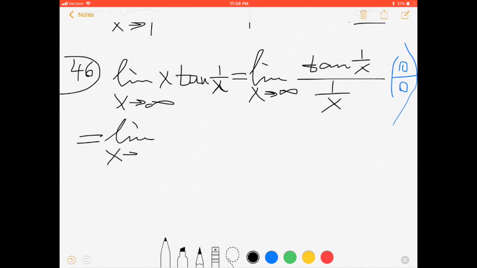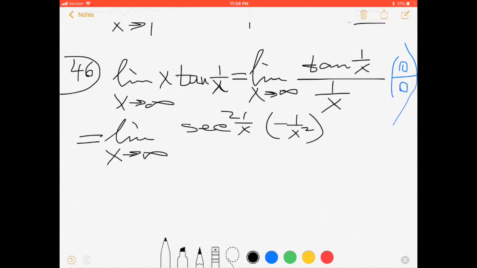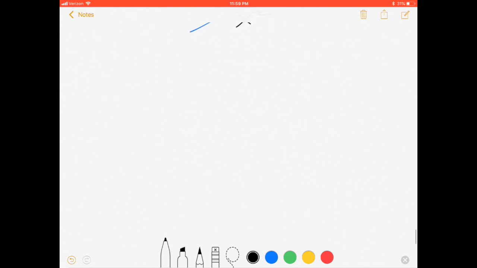Limit x approaches infinity. We have secant squared 1 over x, divided by minus 1 over x squared, divided by minus 1 over x squared. Simplify this part, and plugging in our infinity there, you have secant squared of 0, it will be 1. Okay. One more example.